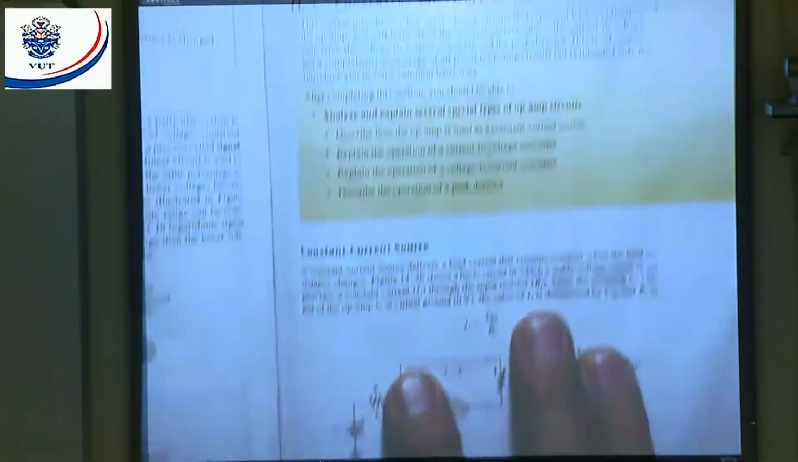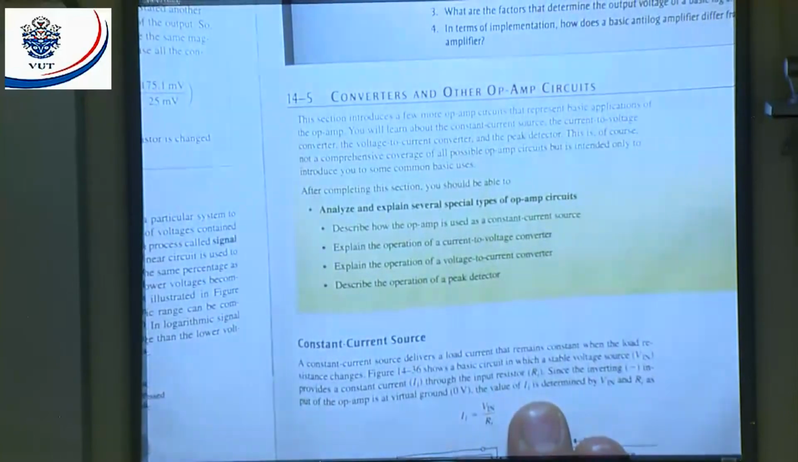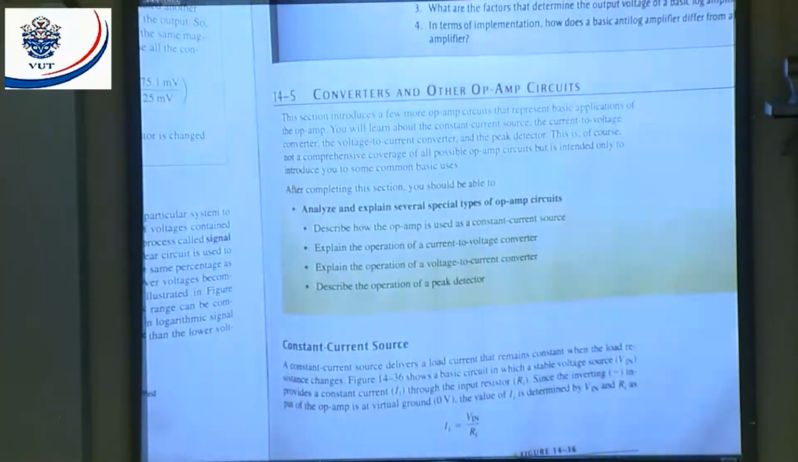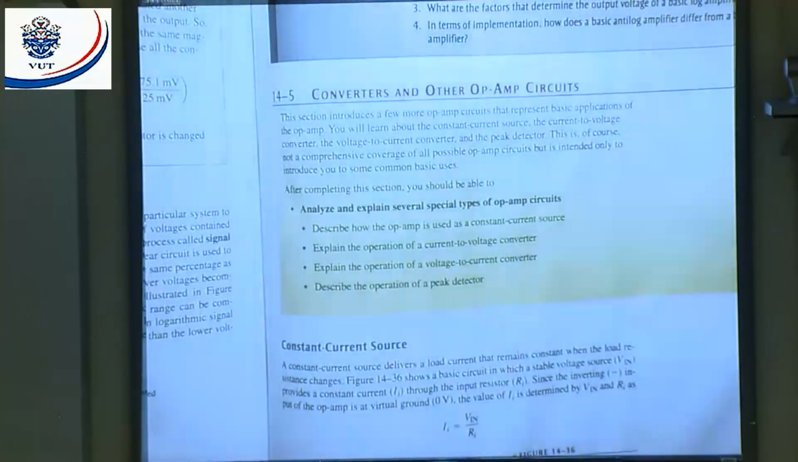All right, 14.5. That compression, is it only for analog signals? That will be for analog signals.